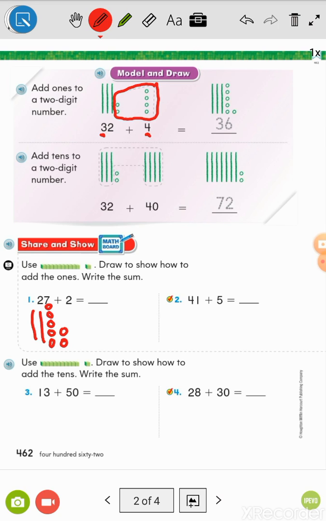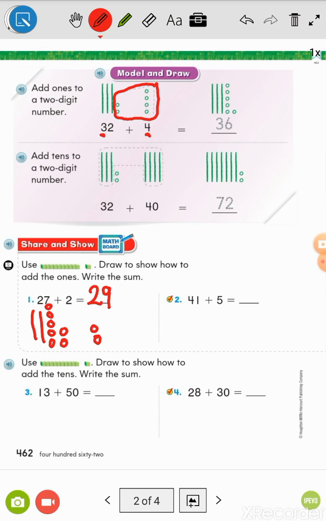Plus 2. How can we draw 2? We can draw 2 as 2 circles. Then we are going to write our number. How many lines do we have in all? 1, 2. 2 lines only, so I'm going to write 2. How many circles do we have in all? 1, 2, 3, 4, 5, 6, 7, 8, 9. So our answer is 29. 27 plus 2 equals 29.